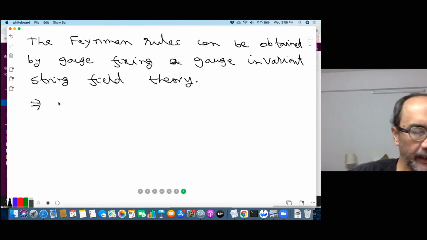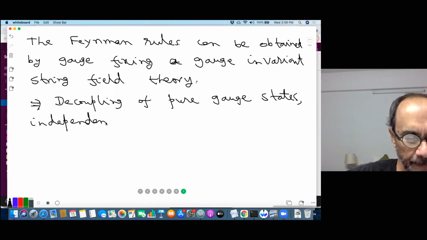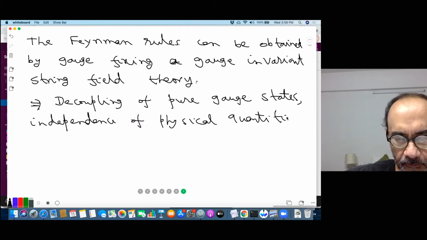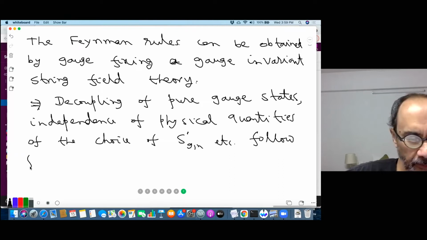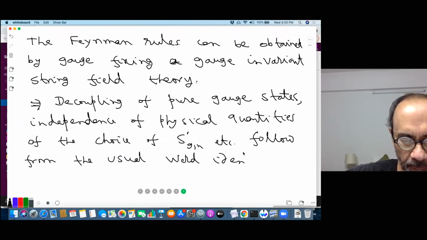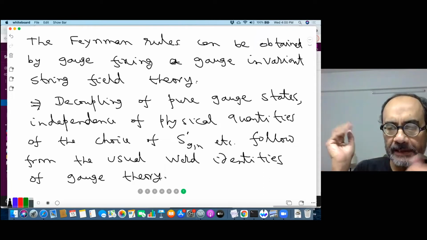after this, all the nice results that I mentioned, like decoupling of pure gauge states, or independence of physical quantities of the choice of S prime Gn, etc. follow from the usual Ward identities of the gauge theory. For actual computation, you don't need to do this. You don't need to know this.